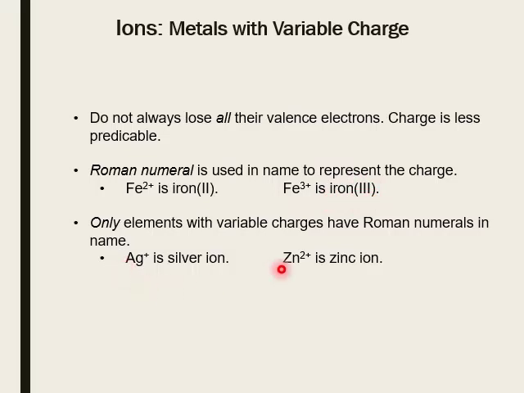Keep in mind, these Roman numerals are only used if the metal ion is variable charge. It is not used for fixed charge ions. For example, silver ion, even though silver is a transition metal, we learned that it is not a variable charge metal ion. Therefore, we do not use Roman numerals in the name of silver ion. Silver 1 plus is simply called silver ion. Similarly, zinc 2 plus is simply called zinc ion.